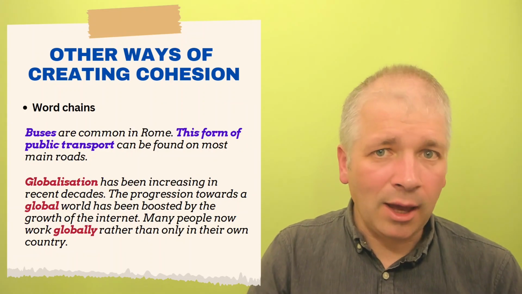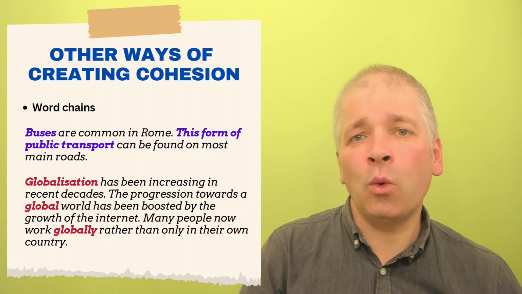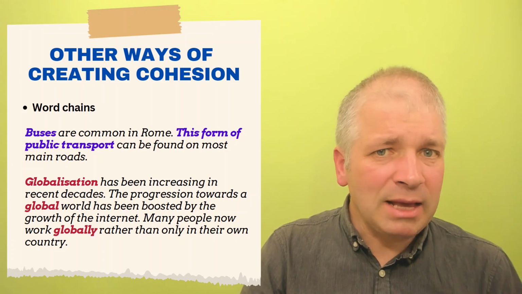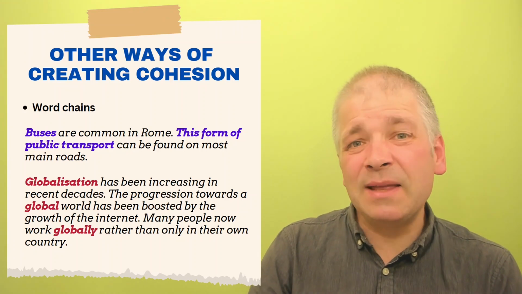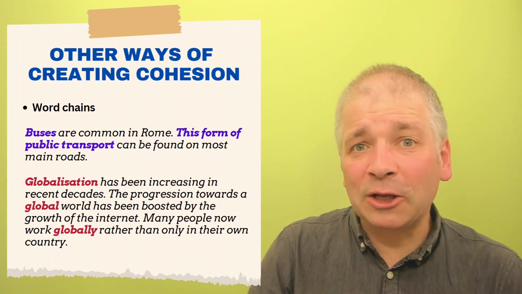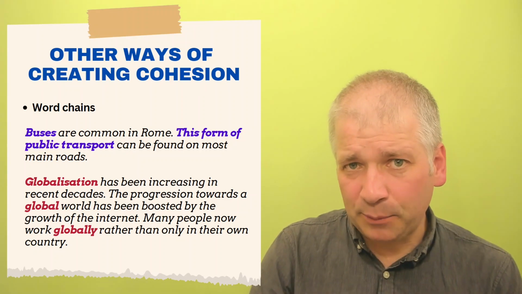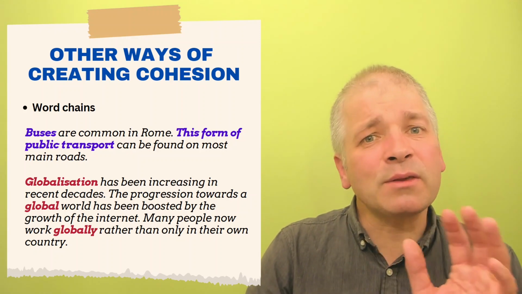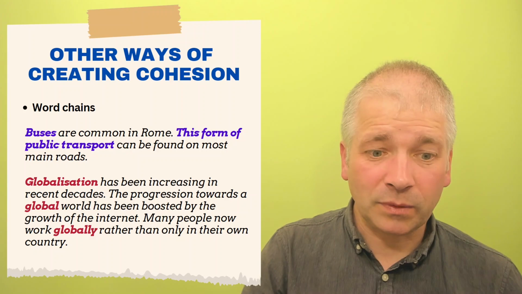And here's another way, word chains. Here are two different examples of how word chains work. In the first example, we simply replace the first noun, buses, with alternative words that mean the same thing. Buses are common in Rome. This form of public transport can be found on most main roads. So public transport links back to buses. It's a different word but with a similar meaning, and it creates a link for the reader or listener.